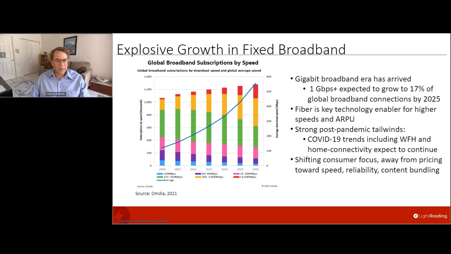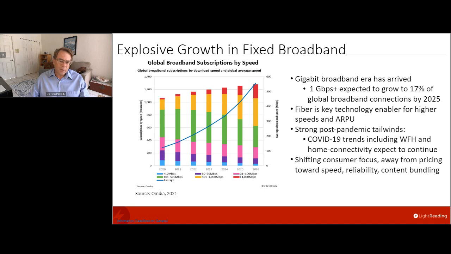If we look at the fixed network, that's not standing still by any means either. This data also comes from our colleagues at Omdia, and it looks at mobile broadband and fixed broadband subscriptions, as well as average speeds. If you look at the top bars there, the red bars, that's gigabit per second broadband subscriptions, greater than 1,000 megabits, and that currently makes up about 2% of global broadband subscriptions. It's expected to grow in this forecast to over 17% by 2025. So massive growth in high-speed broadband.